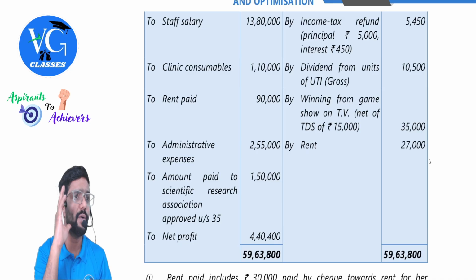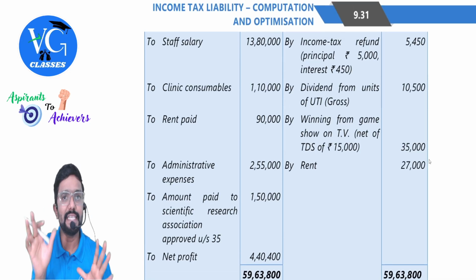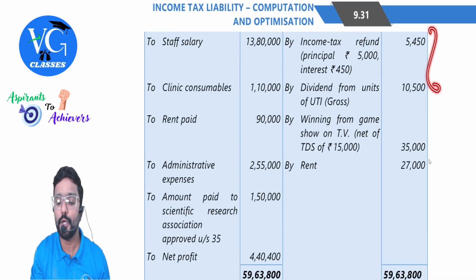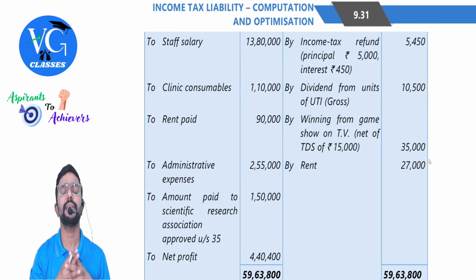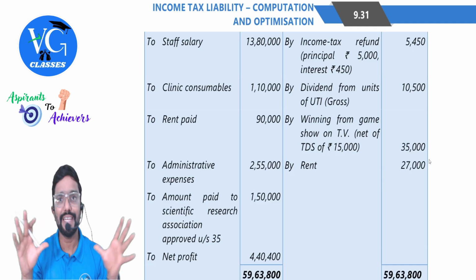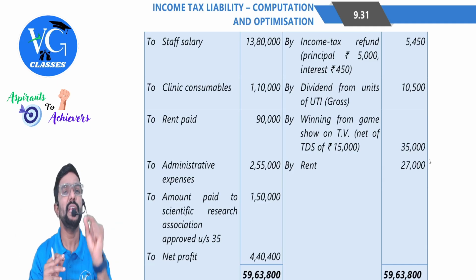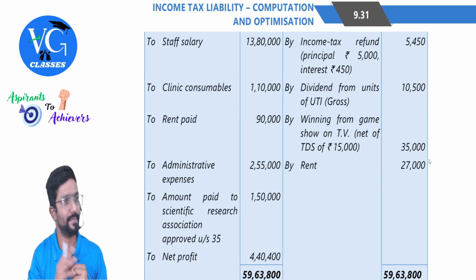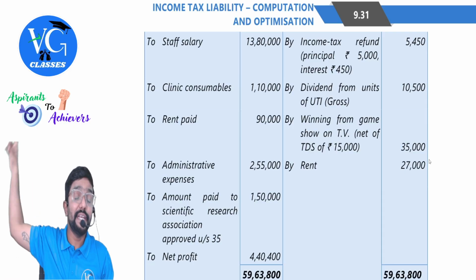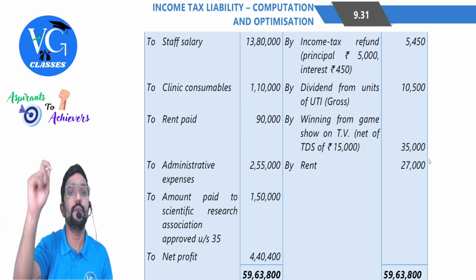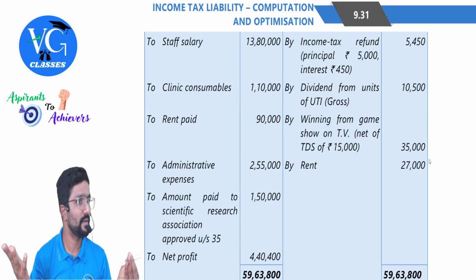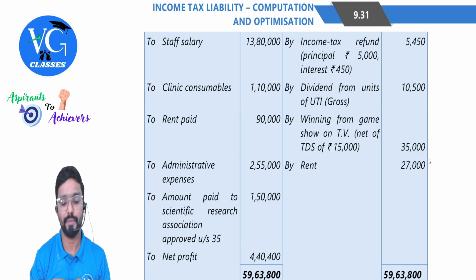Is that clear? Keep that one thing in mind while you are deducting any income which is credited to the P&L account or income and expenditure account, which is not taxable under the head PGBP. Please deduct whatever is credited. While including it under the respective head, how much will you include? Whatever is taxable.